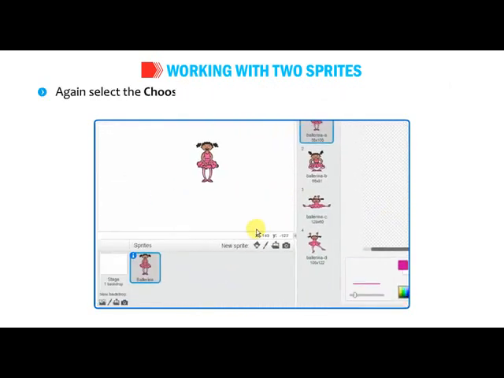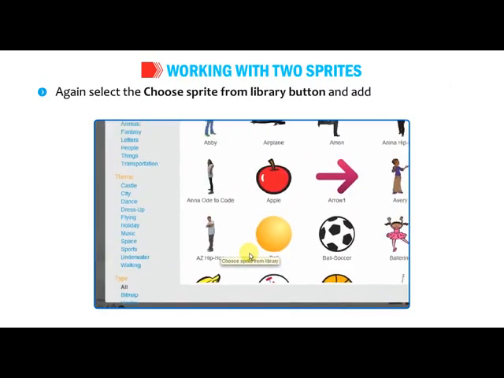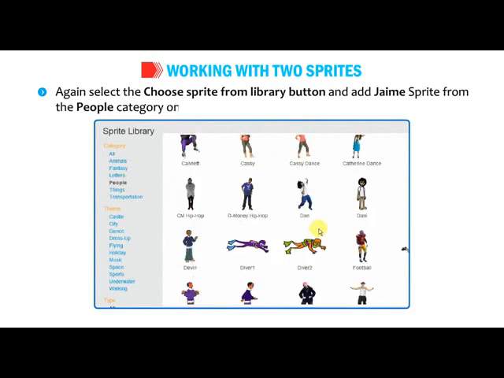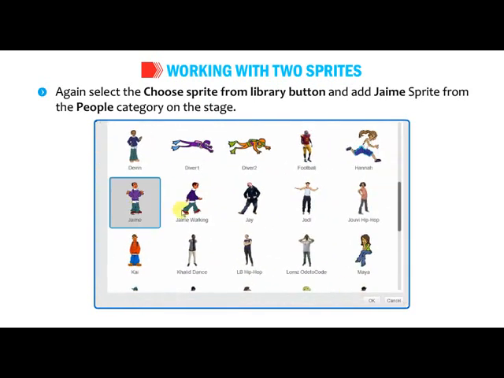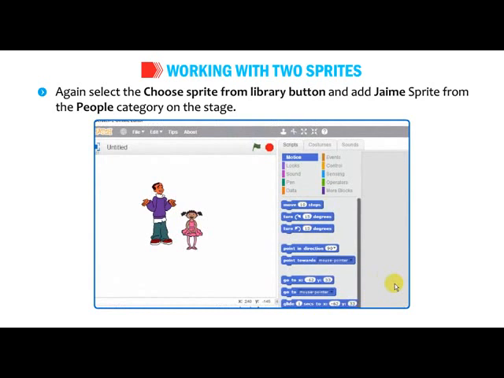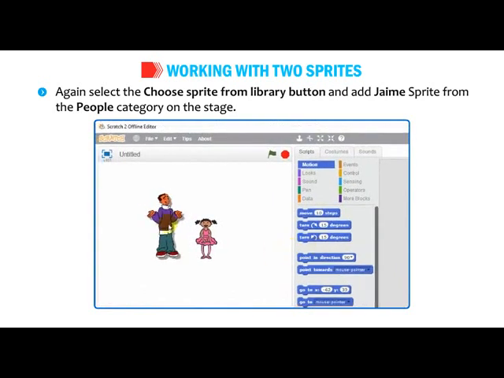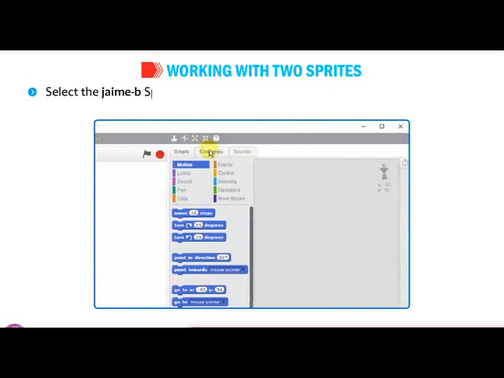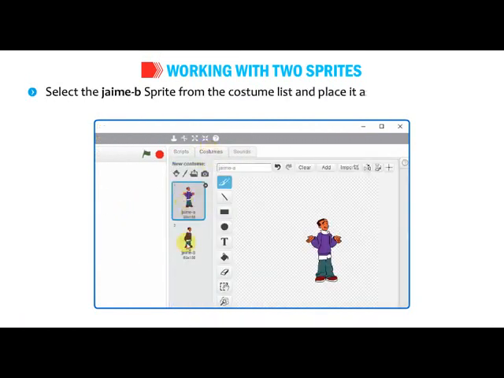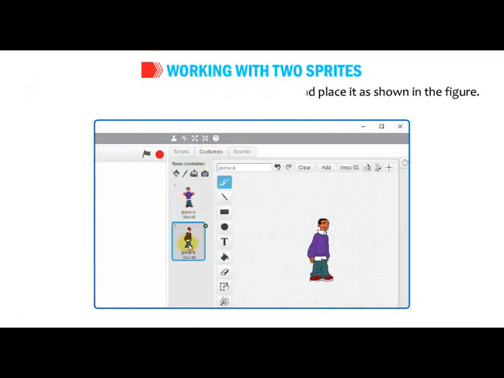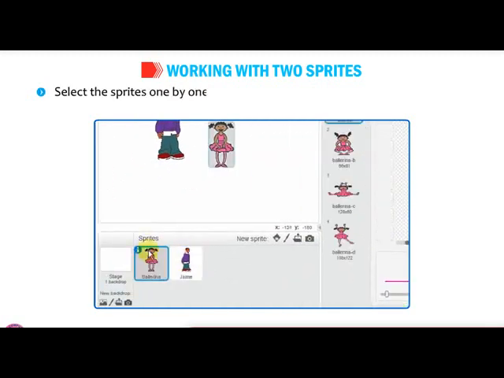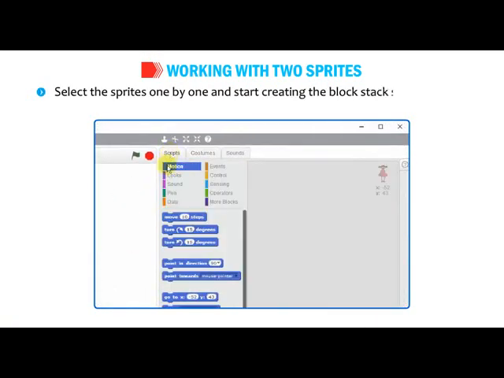Again, select the Choose Sprite from Library button and add Jane Sprite from the People category on the stage. Select the Jane B sprite from the costume list and place it as shown in the figure. Select the sprites one by one and start creating the block stack step by step in the script area.